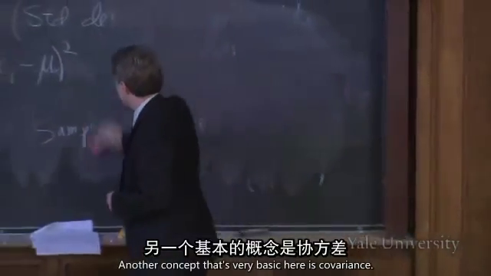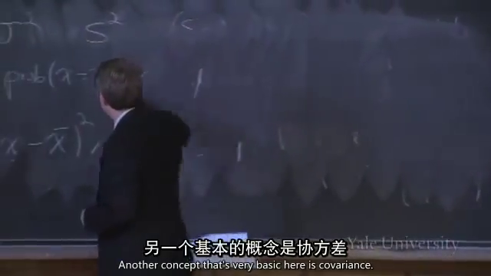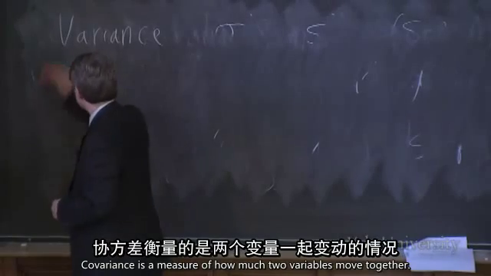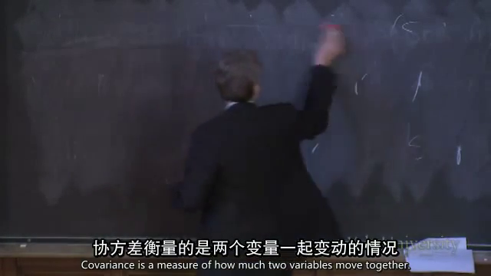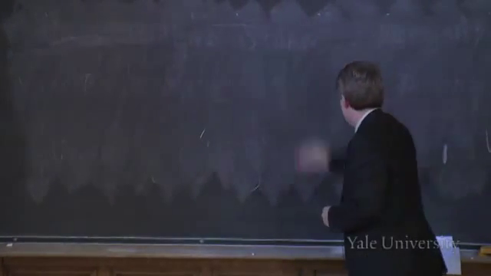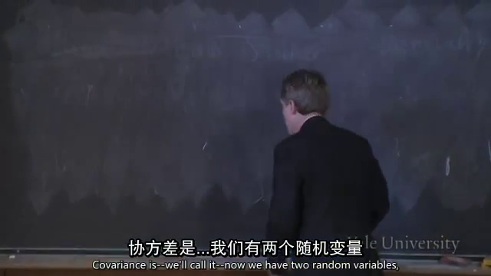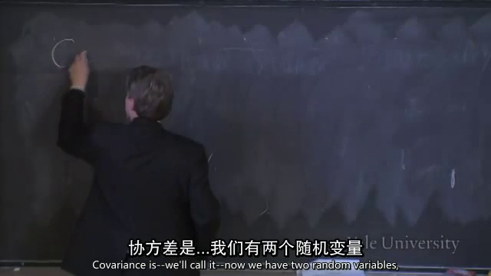Now, another concept that's very basic here is covariance. And covariance is a measure of how much two variables move together.